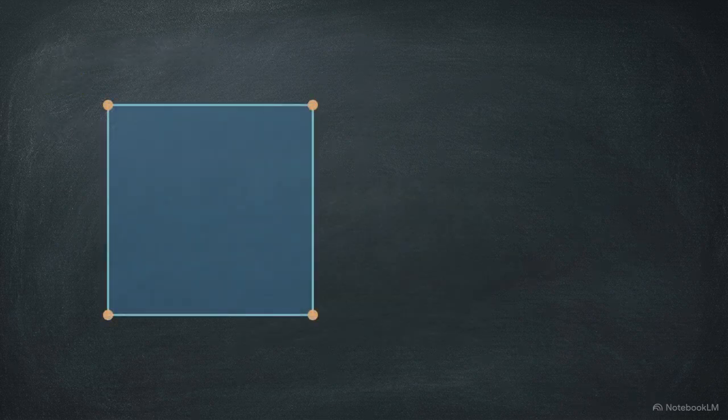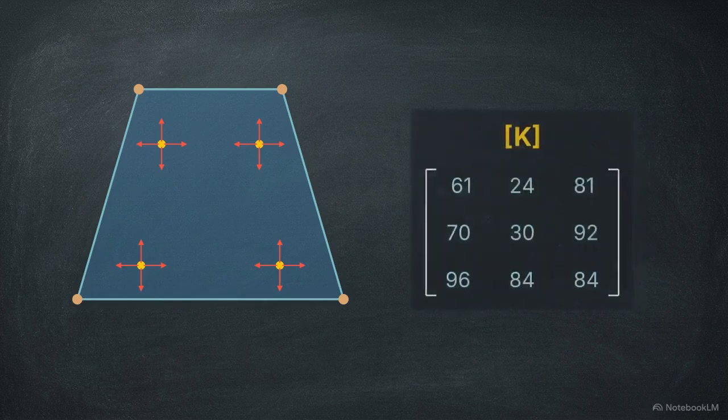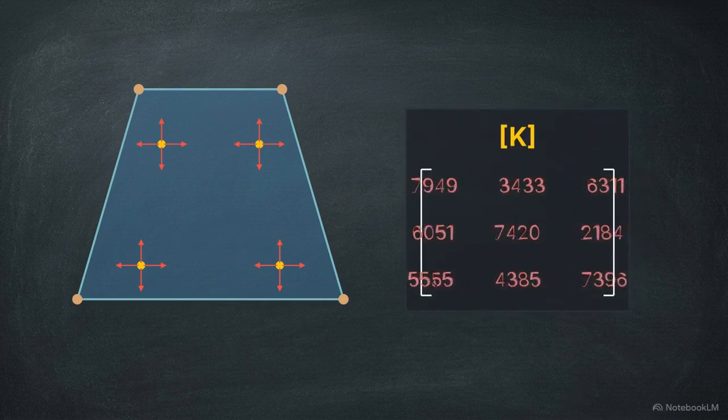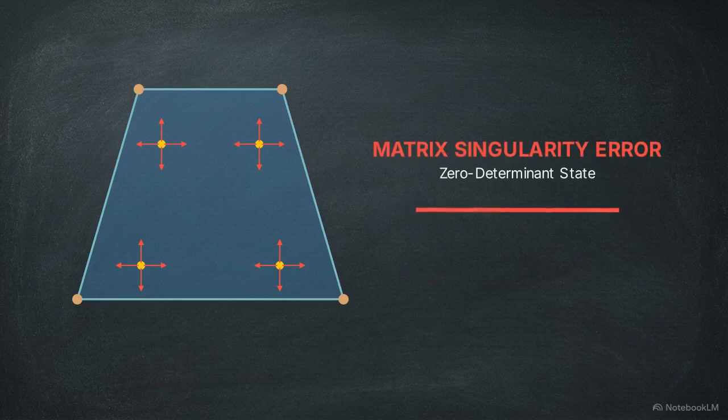This 2D Lagrange element shows why. Under bending loads, it produces parasitic shear, false internal strain vectors appearing at the integration points. The stiffness matrix can't resolve this. As values approach infinity, the solver triggers a matrix singularity error, hitting a zero-determinant state.